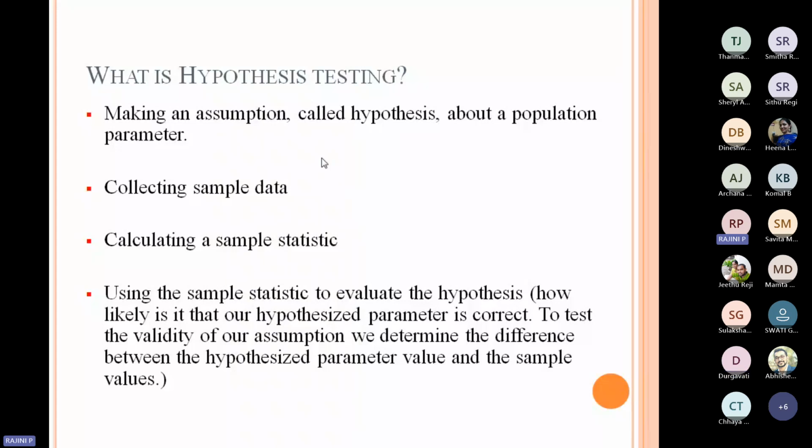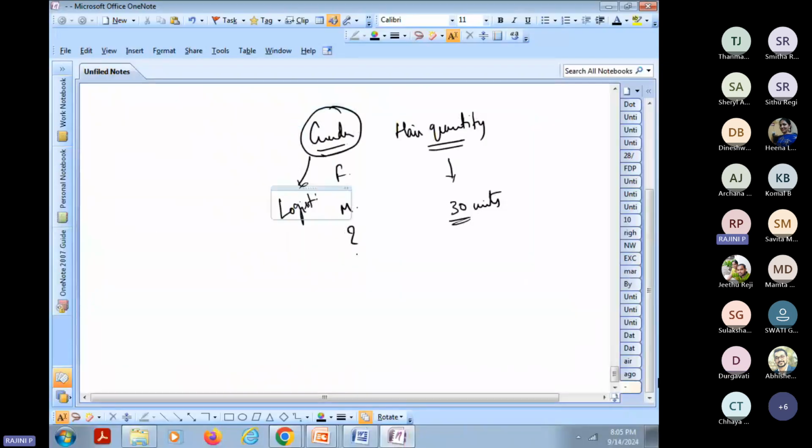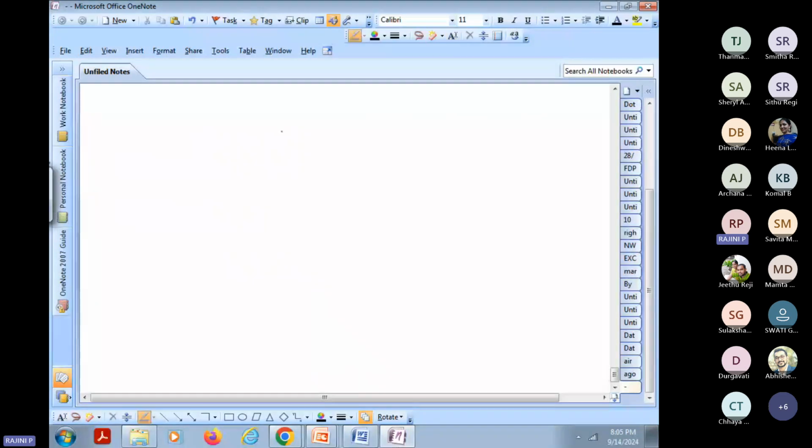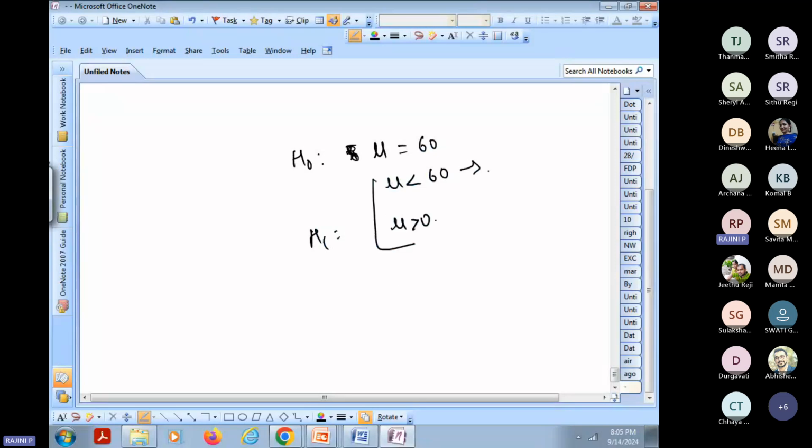See, for example, here I'm taking H naught. If I'm assuming that the average marks of the students is exactly 60, that is a null hypothesis. If I'm taking mu less than 60, this is also a null hypothesis, and H1 in that context is mu greater than 60, right? The first one is the null hypothesis, the second is the alternative hypothesis. I'll let you know the meaning while doing a problem.